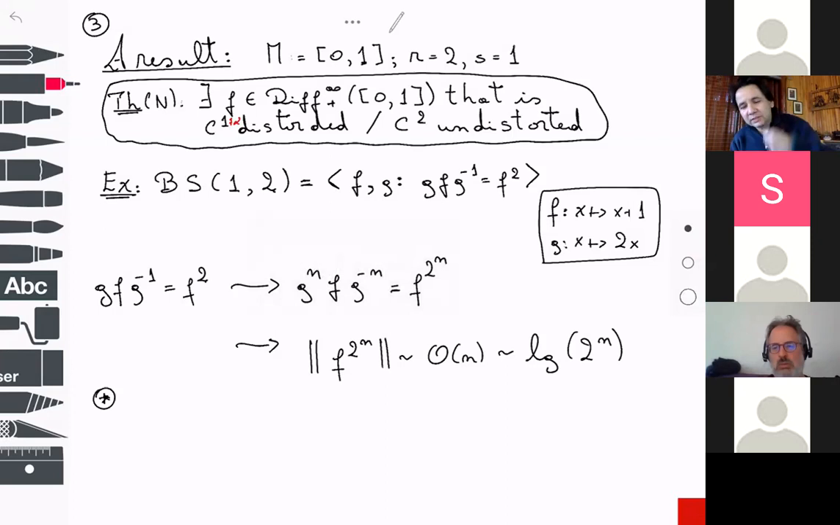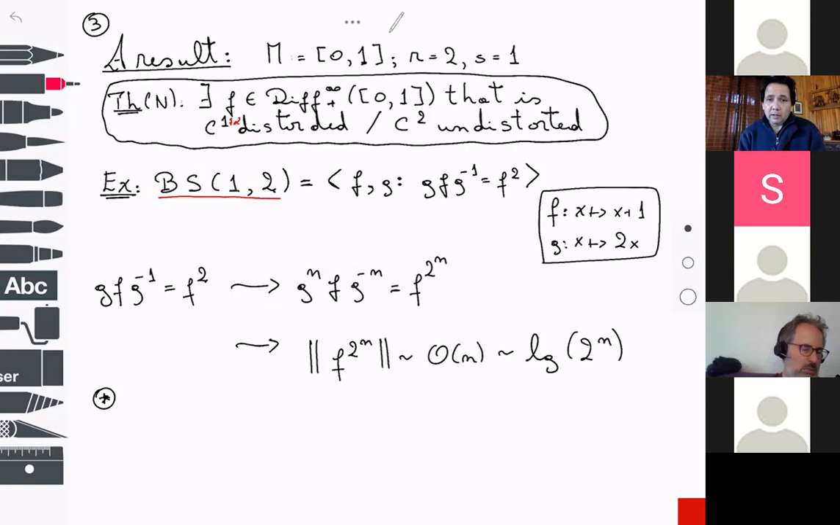Okay, let me give you an example which is very important for the construction, because this is what appears in many parts of dynamics. So this is the Baumslag-Solitar group. This gives a prototype of a distorted element, which is the element F. So here I have a presentation of the Baumslag-Solitar group, generated by two elements F and G, so that the conjugate of F by G is equal to the square of F.